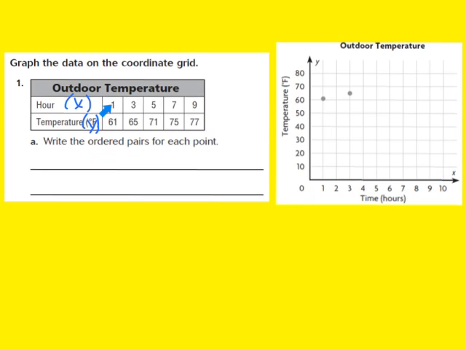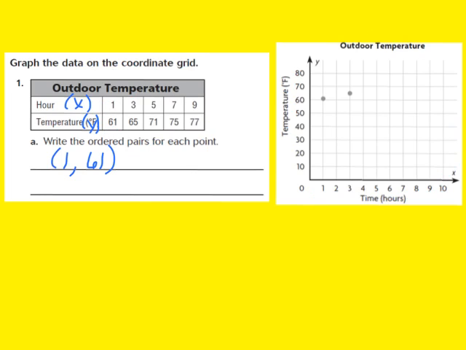I'm going to take the 1, which represents 1 hour, and that's going to become my first x-coordinate. So I'm going to go ahead and write down 1, and then I also know that this 61, which represents my temperature in degrees Fahrenheit, is going to be my first y-coordinate. So I'm going to write down 61 as my first y-coordinate. So what that tells me is, in hour 1, the temperature was 61 degrees Fahrenheit.